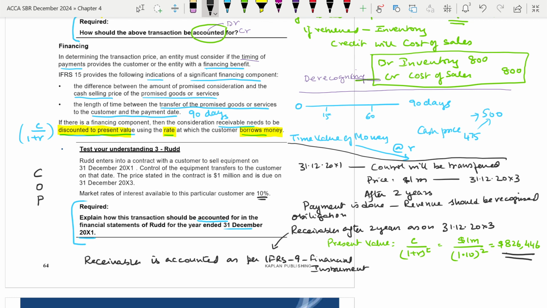I will explain again. On 31st December they sold the equipment and transferred the control also. There is a probability that they will pay after 2 years. Revenue should be recognized. After 2 years, we have to calculate the present value: C divided by 1 plus r to the power of 2. How much are you going to receive? 826,446. This is the receivable. These receivables will be accounted or recognized as per IFRS 9 financial instruments. Is it clear? Yes.